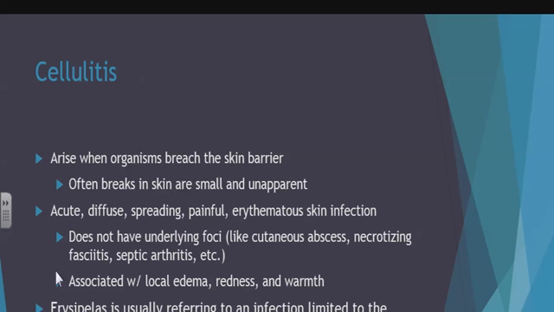It's associated with local edema and redness as well as warmth. So that's usually going to be the patient's complaint when they present to the hospital, is their leg is warm and red, and it might be itchy, but usually they're going to say painful. Erysipelas is usually going to be referring again to the infection that's limited to the upper dermis, and it can include the superficial lymphatics.